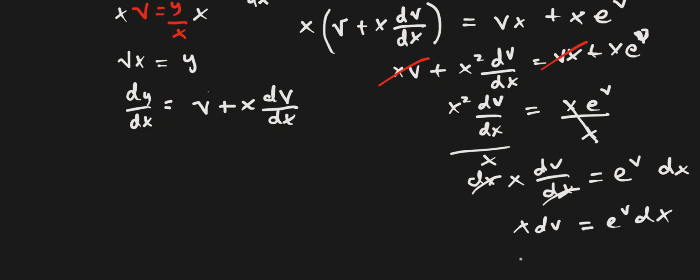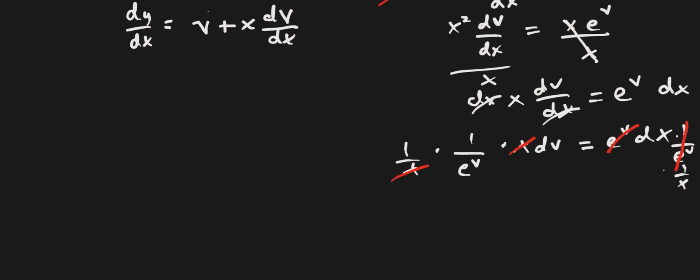It's not what we wanted. We want to just switch them, but we can't just do that. We have to divide by x on both sides and then multiply. So let's multiply this by 1 over e to the v, and the same over here, and then multiply again by 1 over x. I just want to show all my steps. So this will be e to the negative v dv is equal to 1 over x, which is x raised to the negative 1, dx.